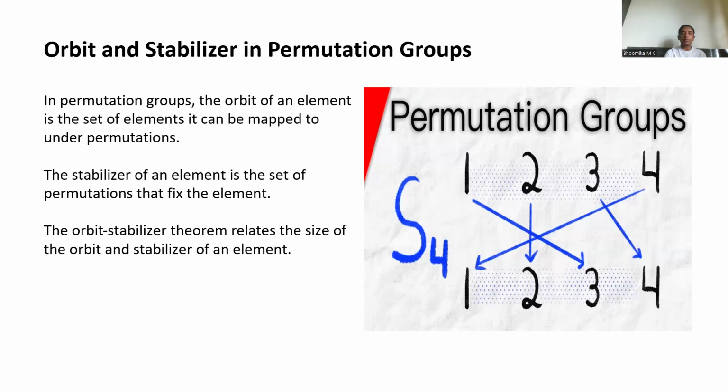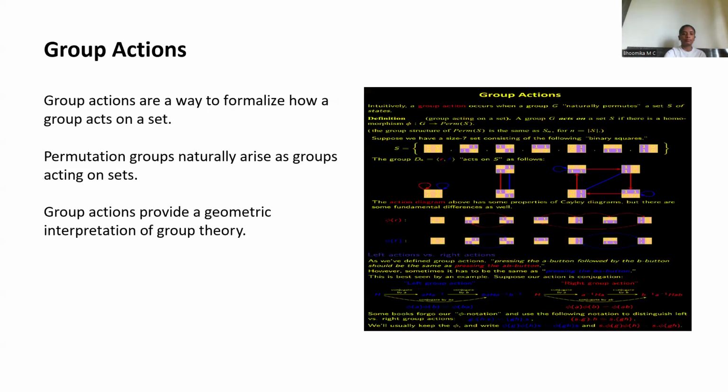Orbit and stabilizer in permutation groups. In permutation groups, the orbit of an element is the set of elements it can be mapped to under permutation. The stabilizer of an element is the set of all permutations that fix the element. The orbit-stabilizer theorem relates the size of the orbit and the stabilizer of an element.